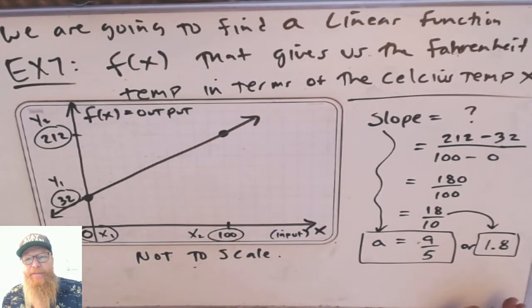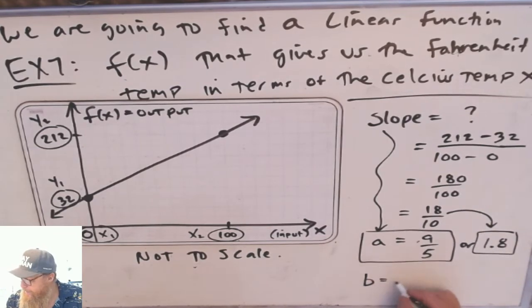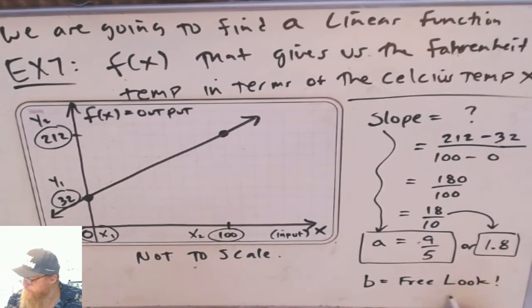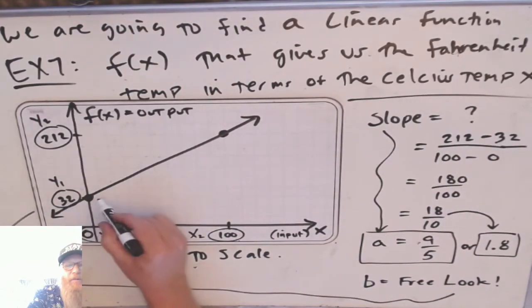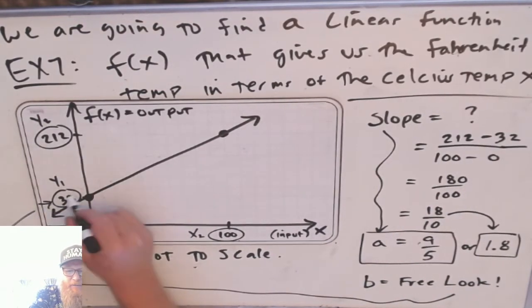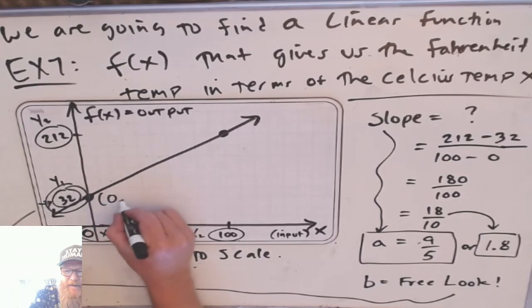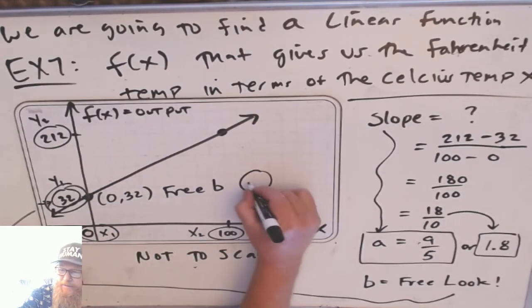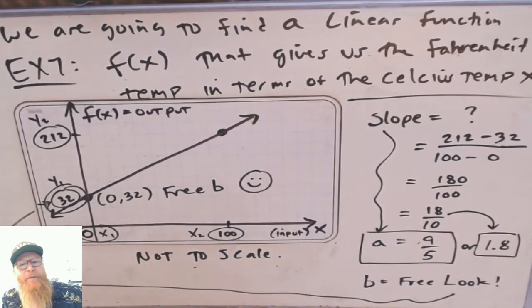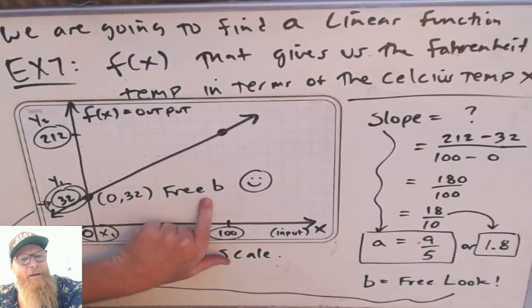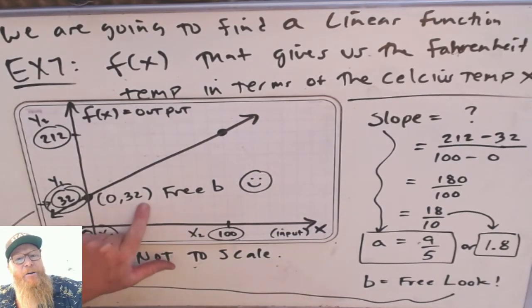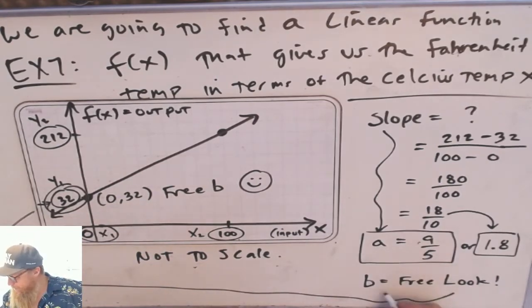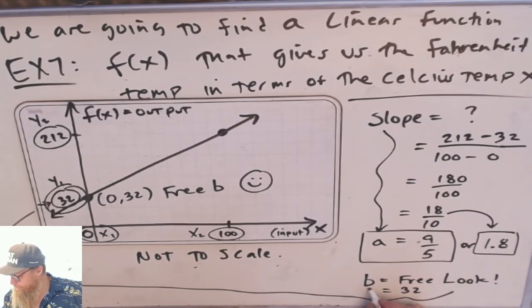Okay. And then the B is free. Just look. Come over here and look. That's your freebie. Aren't you happy when that happens? I call that a freebie. Yeah, you got a freebie. 0, 32. That's a free B. So B is just 32.